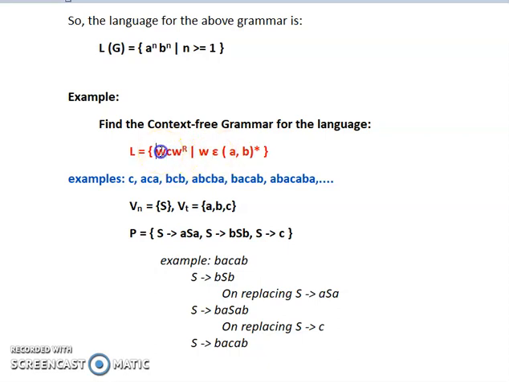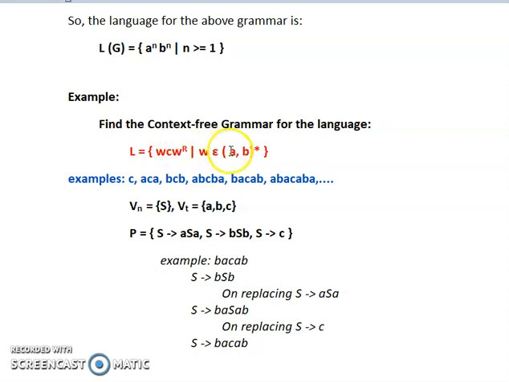If we talk about WCW^R, this R means reverse. That means the reverse of this W. So on the right hand side of C, we have the reverse of the same string which is present on the left hand side of C.